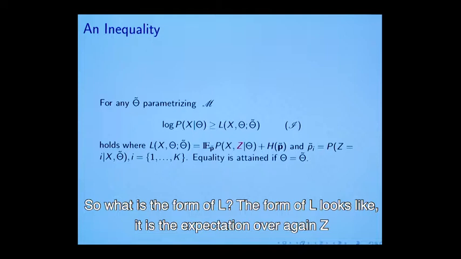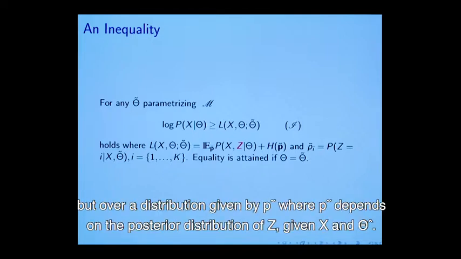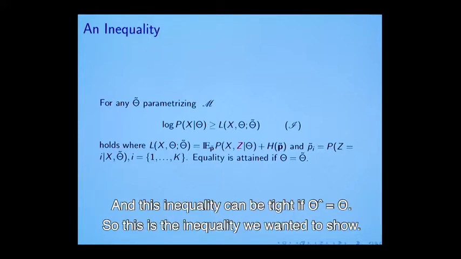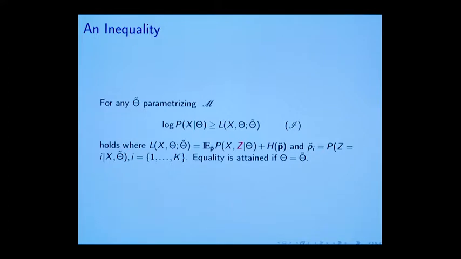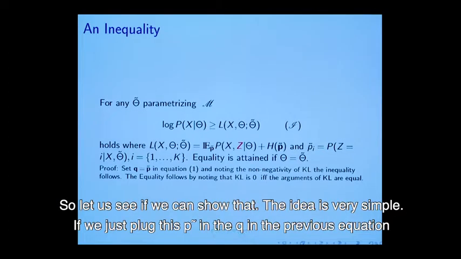The form of L looks like that expectation over z, but over a distribution given by p tilde, where p tilde depends on the posterior distribution of z given x and theta hat. And this inequality can be tight if theta hat is equal to theta. So, this is the inequality we wanted to show. Now, let us see if you can show that. The idea is very simple.